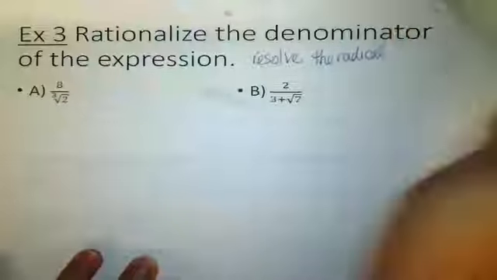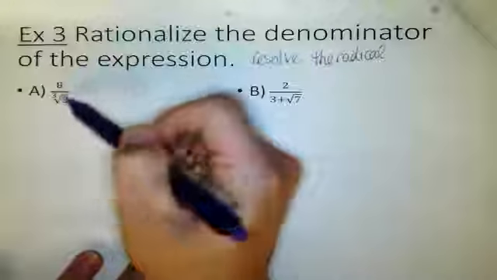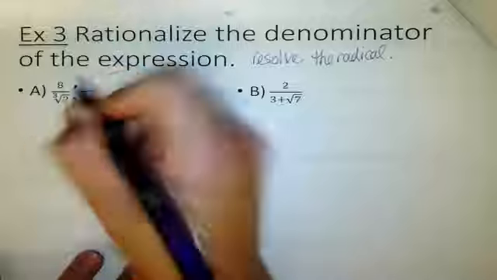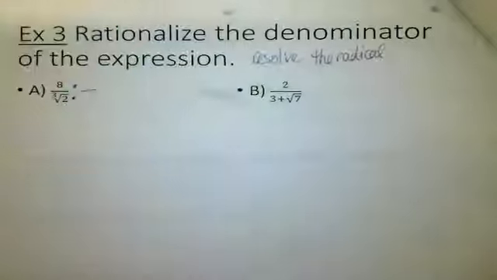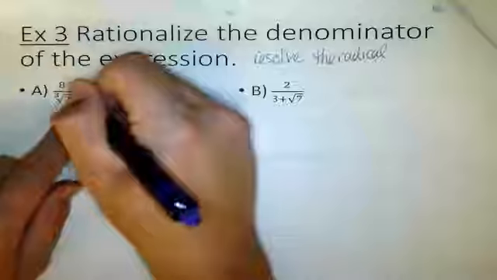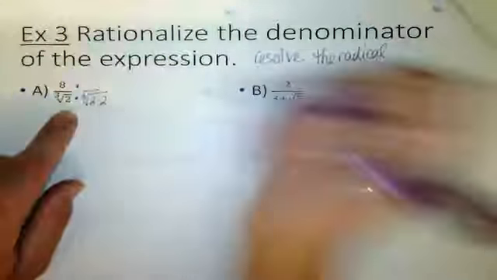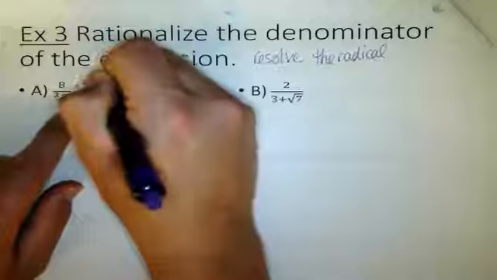Now, how do we do that? On this first one, we have 8 over the cubed root of 2. What I want to do is multiply top and bottom by something so that this radical works itself out. It's a cube root of 2. How many 2's would I need so that it would clean itself up? 3. I need 3 total, right? And so how many more do I need? 2 more. So I'm going to multiply by the cube root of 2 times 2.